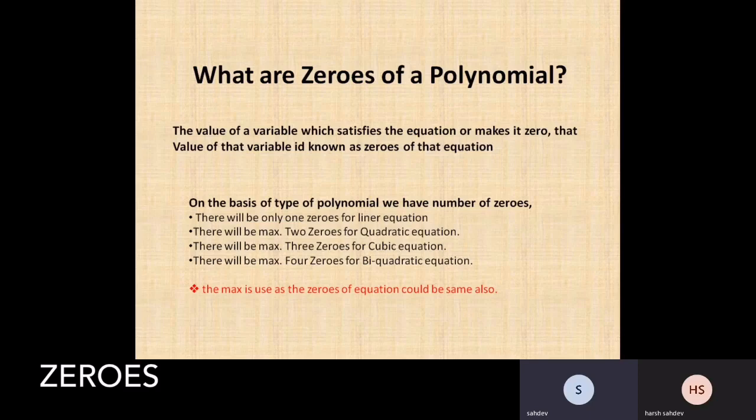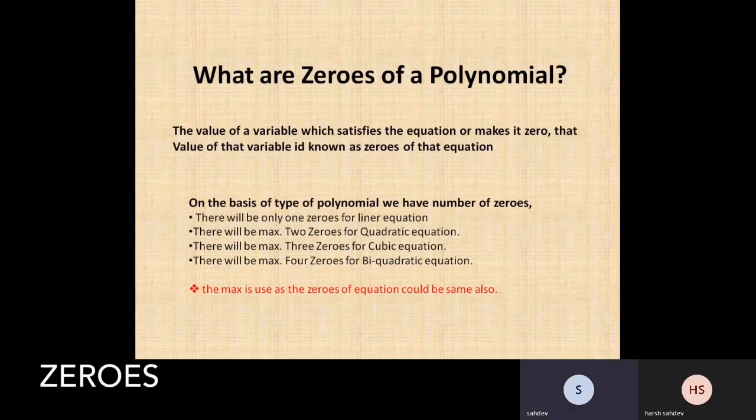There will be max two zeros for a quadratic equation. Max two zeros is written because many times both zeros are the same. Like if I write x square equals 4, then I'll take the under root of 4, it will be minus and plus. For some, different types of equations will come in.